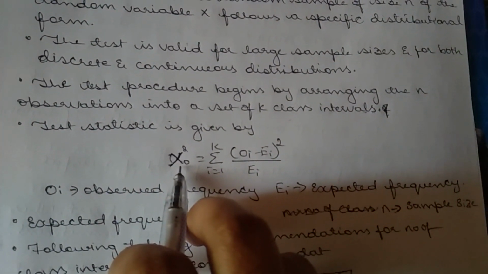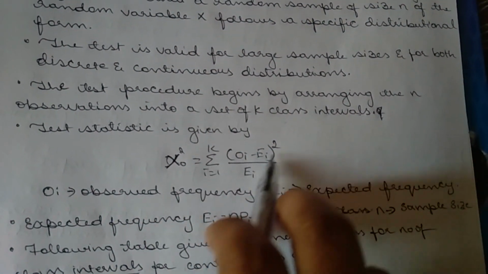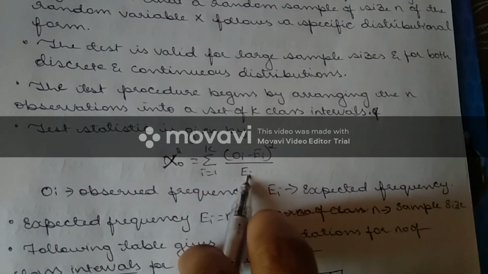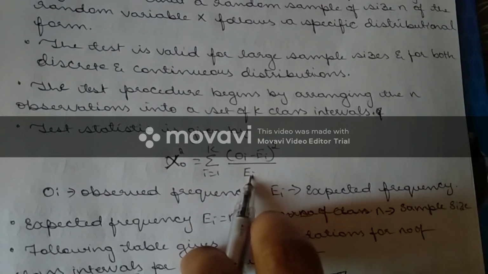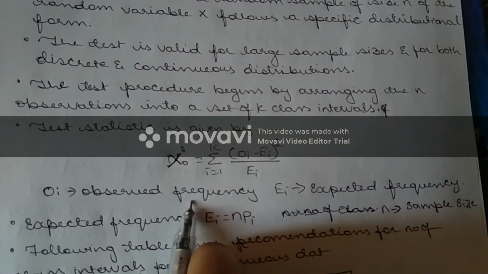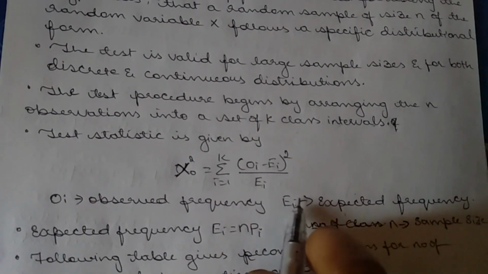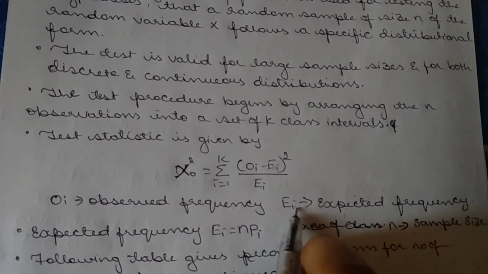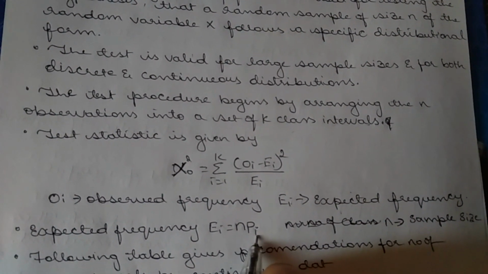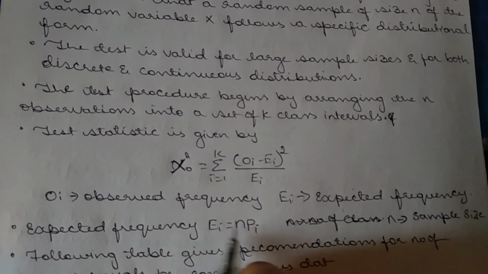Here we find the chi-square by using χ0² = summation i equals 1 to k of (Oi − Ei)² divided by Ei. You have already studied what Oi and Ei are in the previous modules. Oi is the observed frequency and Ei is the expected frequency. This expected frequency can be calculated using Ei = n × pi, where n is the sample size.